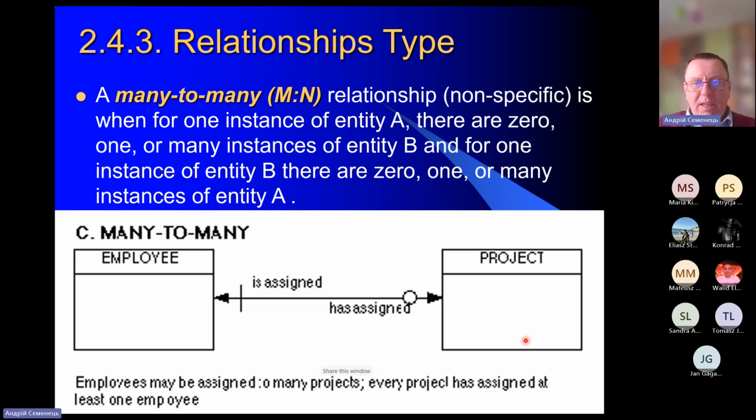And the many-to-many relationship. When for one instance of entity A there could be 0, 1, or more instances of entity B, and backward, the same for entity B. So in fact, it's actually the real representation.